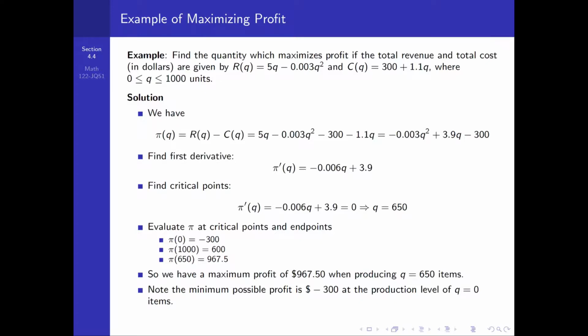Also, note that this step here, the previous step, gives us the minimum possible profit as well, and the minimum possible profit is negative $300, and this is the profit that the company would get if they produced no items at all. So if they don't produce anything, they're at a $300 deficit.